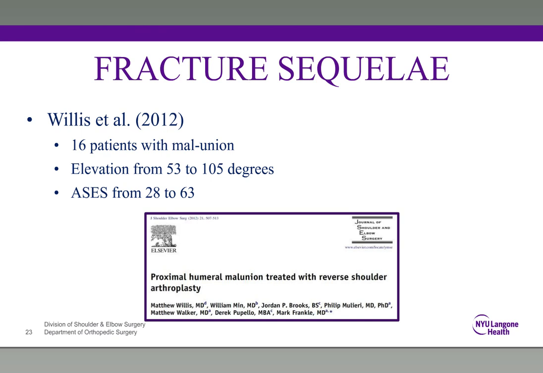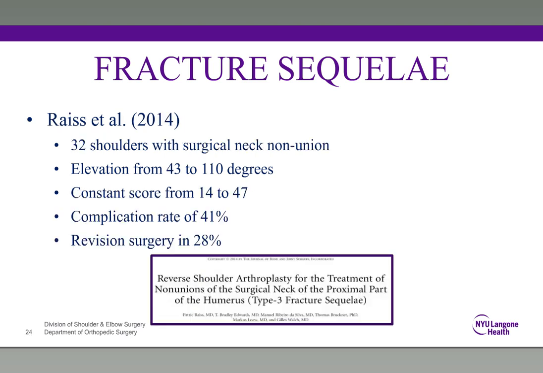Okay, so in the literature, Mark Frankel once again wrote about his experience treating patients with proximal humerus malunion with reverse replacement, average elevation going to about 100 degrees, and the ASES score to 63. So clearly these patients were doing much better. In addition to that, there was a multi-center study published in 2014, 32 shoulders with surgical non-union, similar to the case I just presented, where the average elevation went to 110 degrees and Constant score to about 47. So this would be considered a fair outcome.